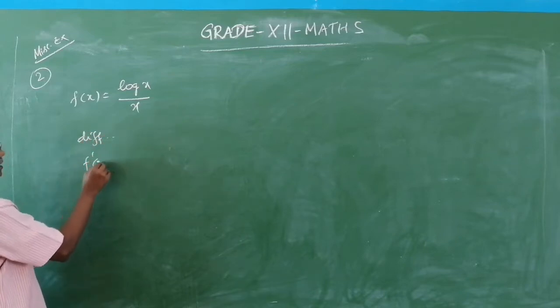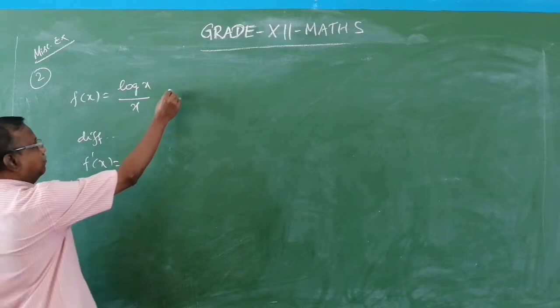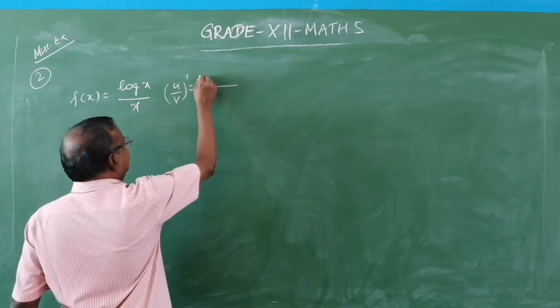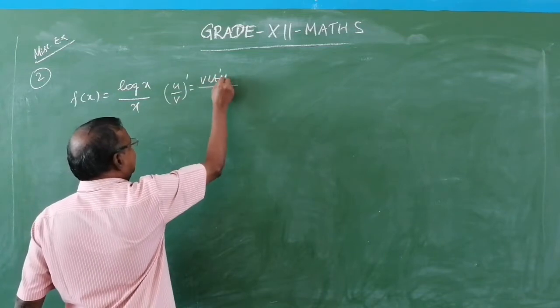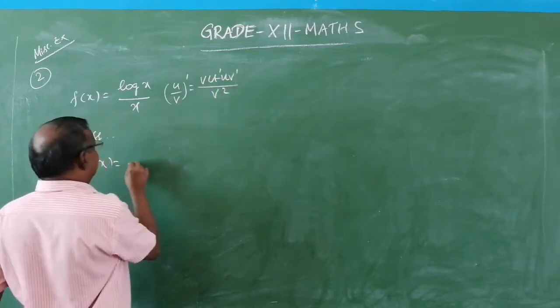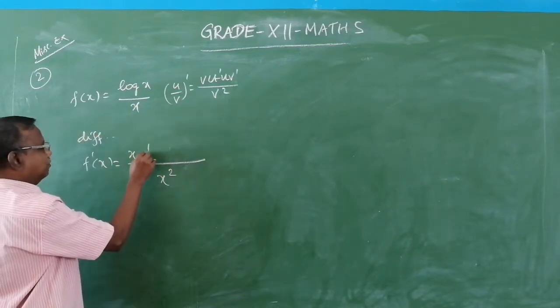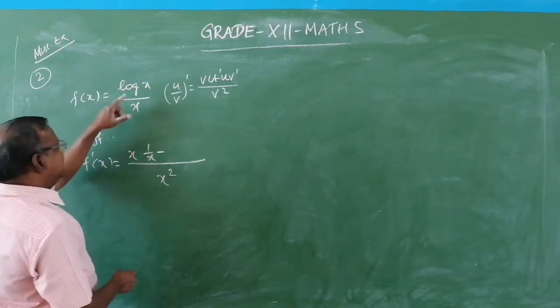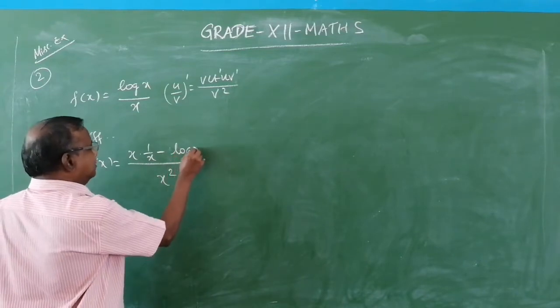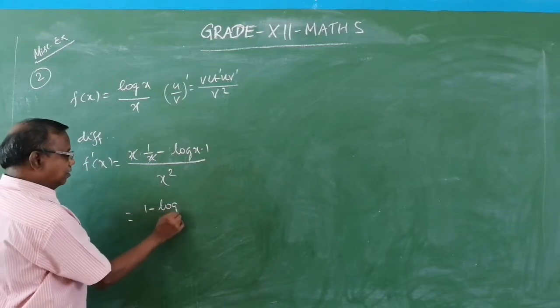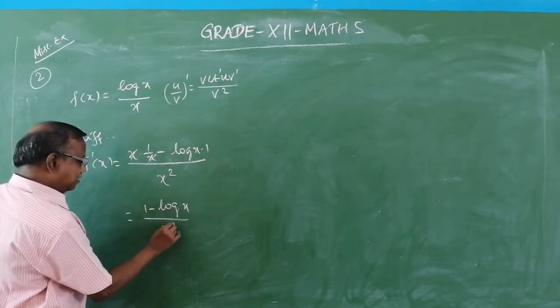f dash of x is in the form of u by v. So u by v the whole dash equals v u dash minus u v dash by v square. Accordingly it is x square, v into u dash, x into 1 by x, minus u into v dash, that is log x into 1. So this is equal to 1 minus log x by x square.